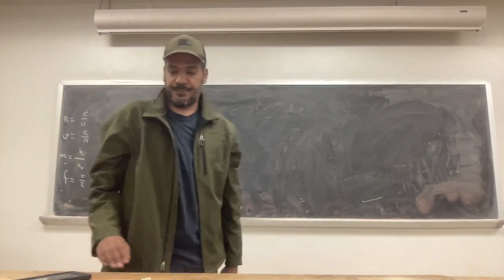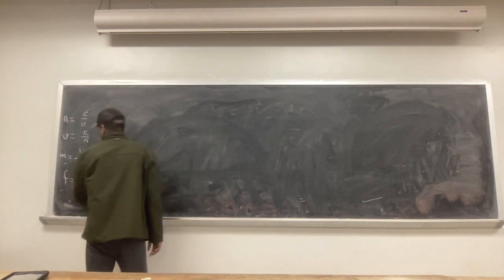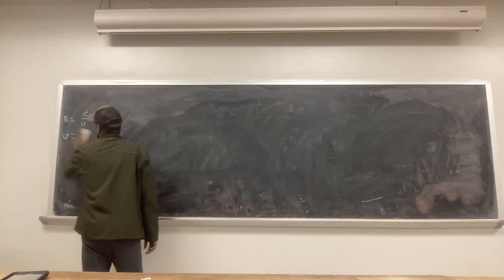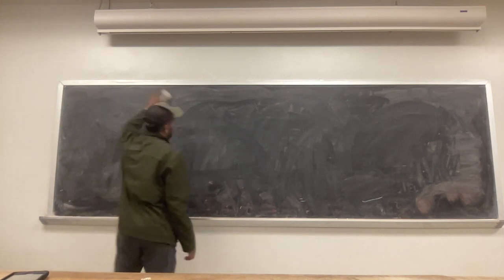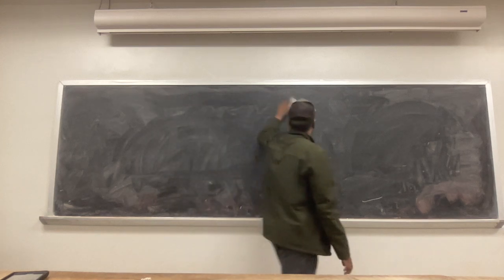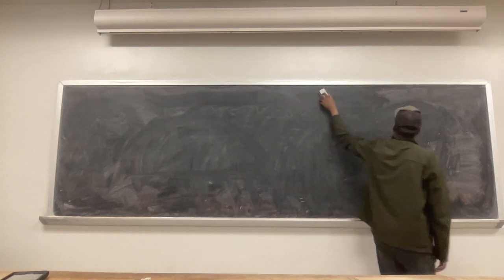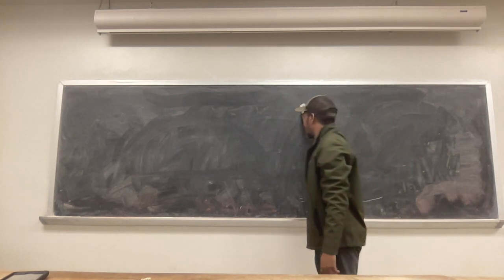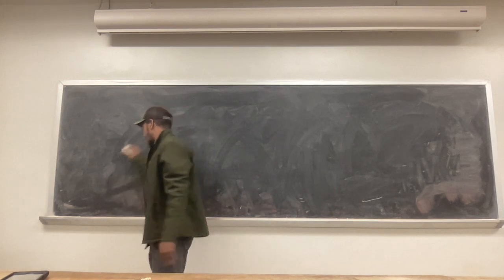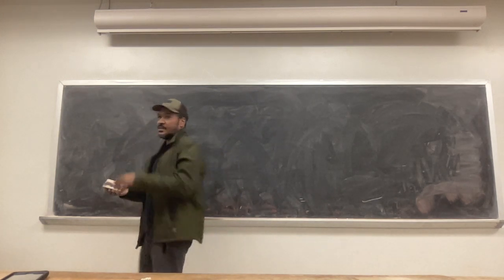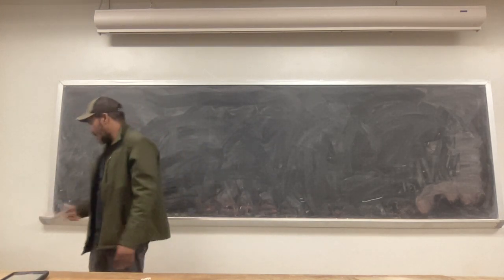All right. We're in chapter 4. Newton's laws. We already discussed what they were, right? The first law is inertia. The second law is F equals m times a. The third law is every force has an equal and opposite force.